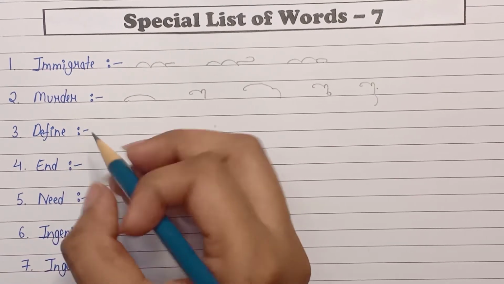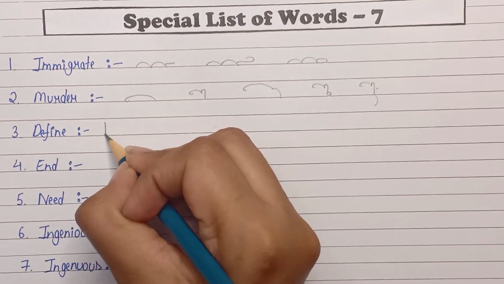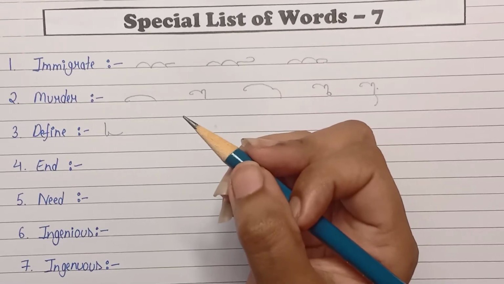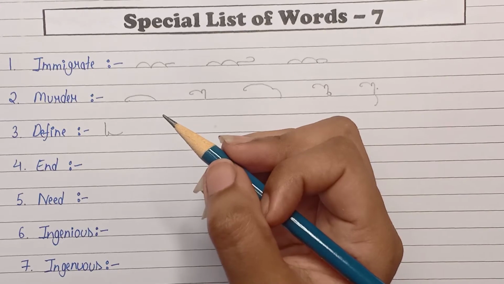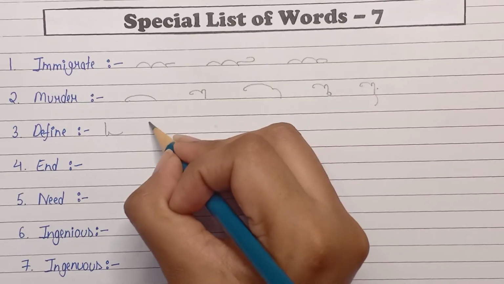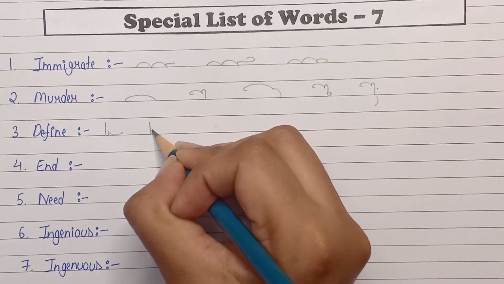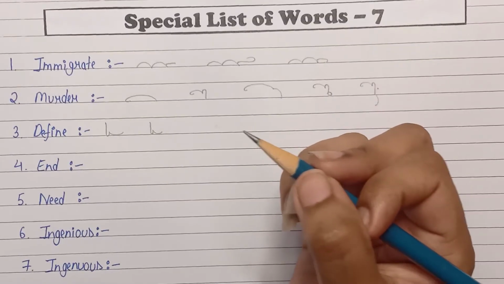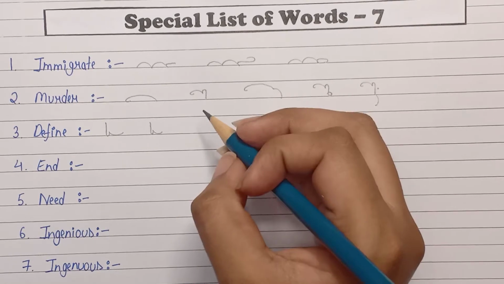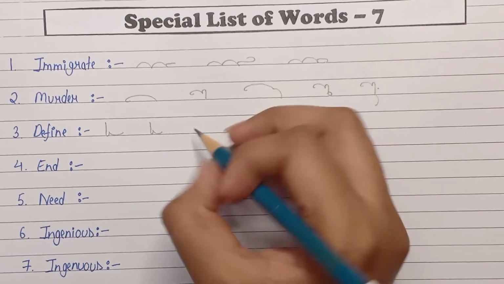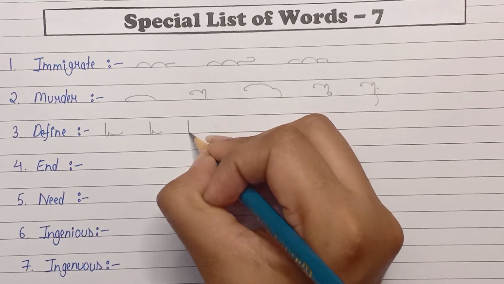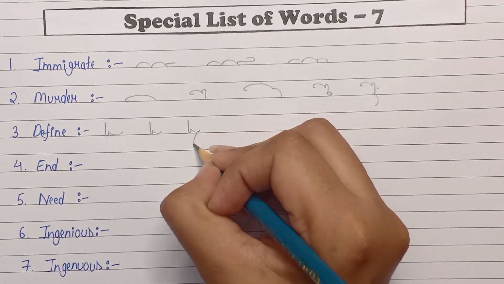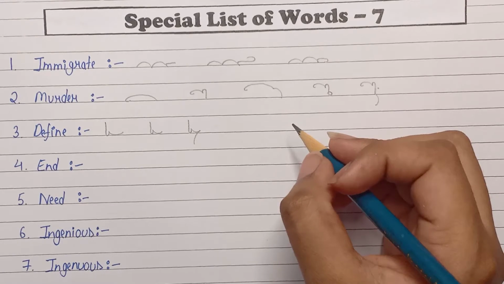Define, DF and N. Define. Definite. So D, F and N in half length. Definite. Definitely, D, F, N in half length and downward L. Definitely.